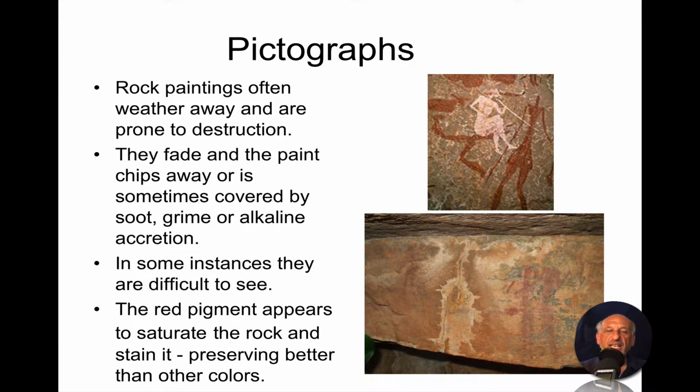Rock paintings often weather away and are prone to destruction. They fade and the paint chips away, and it's sometimes covered by soot, grime, or even alkaline accretions, where you'll see water or alkaline materials that begin to cover up the paintings. In some instances, they make the paintings difficult to see. The red pigment appears to saturate the rock and stain it, and sometimes it preserves better than the other colors.